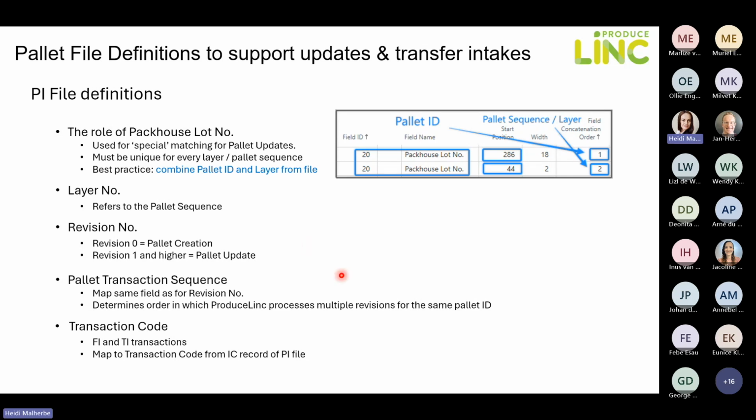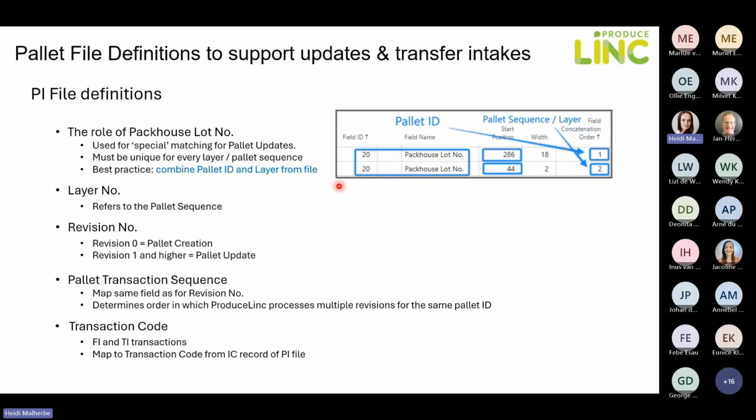Okay, so I want to talk about the role of the packhouse lot number. Now, in the past, if you didn't do automatic pallet file import and processing, and maybe have not upgraded to our major version just yet, typically you would map the consignment number or the intake consignment number to the packhouse lot number, right, Judge? That's typically what you would have done. So most of the time it was the same value as you would have had in producer lot number.